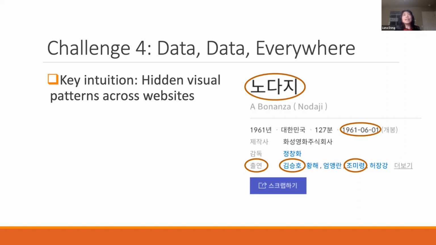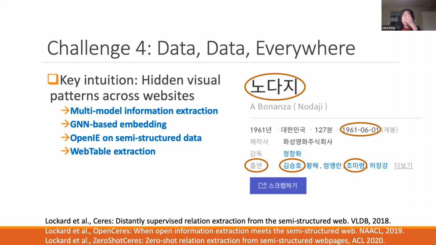So you can see that even though all of the websites look different, there is some underlying clue. And to leverage this intuition, we want to do multimodal information extraction to leverage the visual information. We can do embedding for those visual components, and possibly with the help of graph neural net, because it is natural to use a graph to model the different components on this web page. We want to do OpenIE on the semi-structured data such that we can extract information even if it does not correspond to some existing ontology relationships. And also, one more thing I didn't mention is web tables, those tabular information where we can extract a lot of knowledge.